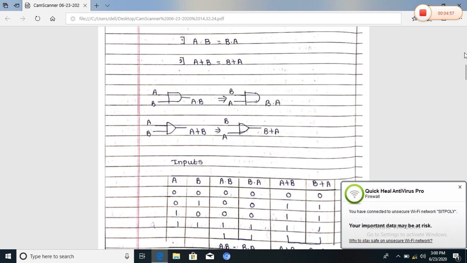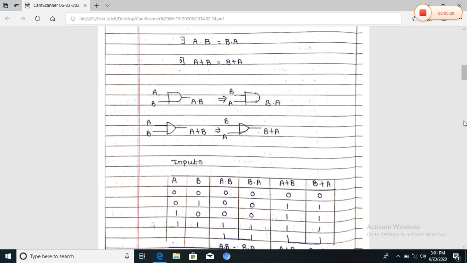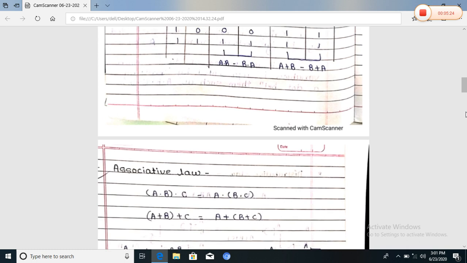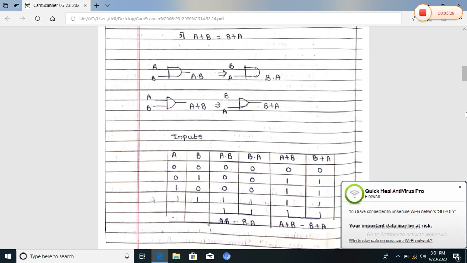Similarly, we can verify the commutative law using the truth table. In the truth table there are the terms A and B, the two inputs for the AND gate or OR gate. There are four possible conditions: 0 0, 0 1, 1 0 and 1 1. So A into B is equal to B into A.